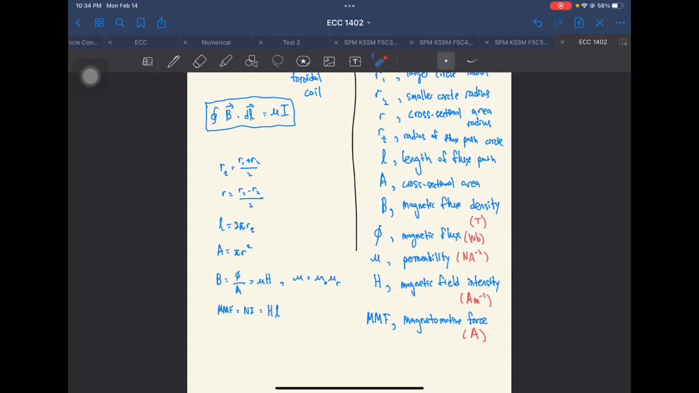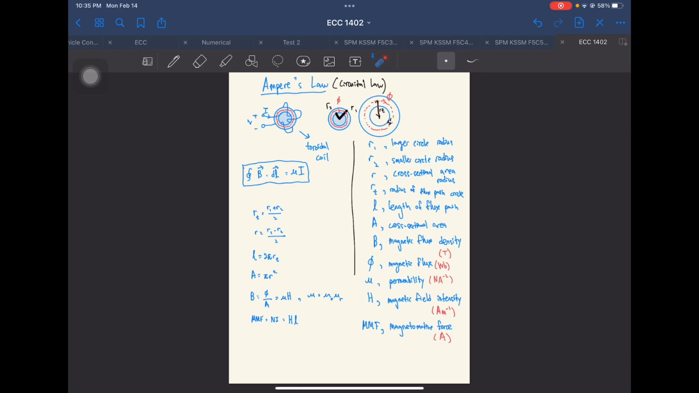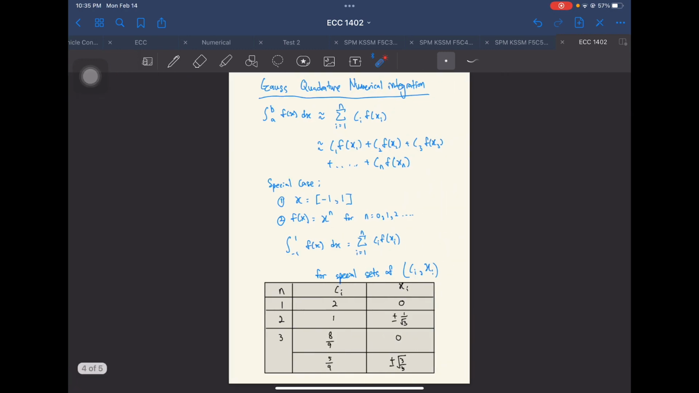So you can see all the important formulas here, and it's important to know how to plug and chug as an engineer. Okay, so I'm sure it's quite clear here, and this is all for electronics control classes today. Let's move on to math classes. So this is what I learned today: Gauss quadrature numerical integration.